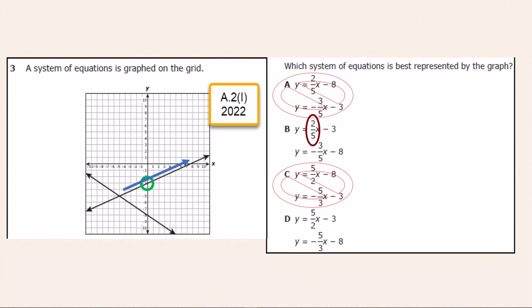For choice B, the slope of 2/5, starting at the y-intercept -3, correctly goes upwards 2 steps and over 5 steps to cross at the point (5, -1). And the slope of -3/5 for the line crossing at -8 correctly goes down 3 steps and over 5 to cross at the point (5, -11), which proves this system of equations to be the best choice for this graph. Choice D doesn't work since the slopes are inverted for both equations.